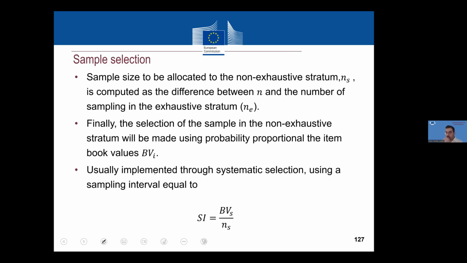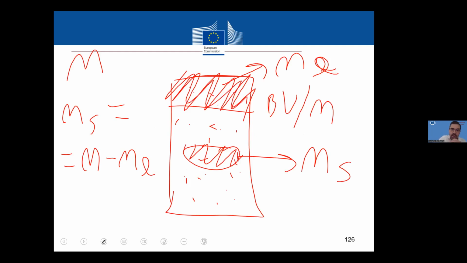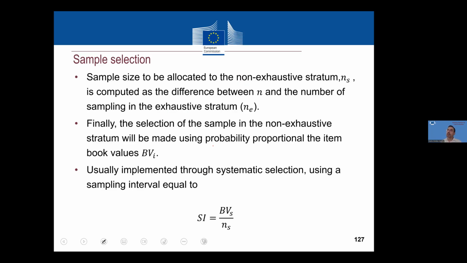Now, once you know that these ones you have to audit them all, for these ones, instead of auditing them all, you just need to audit a sample, and you are going to select the sample with probability proportional to expenditure. And for doing this, you are going to use typically a systematic selection procedure, where you are going to select the operations in the file with steps of equal range, and the range is called sampling interval, is basically the book value of this sampling group of the stratum of the population divided by the sample size of this sampling group of the population.